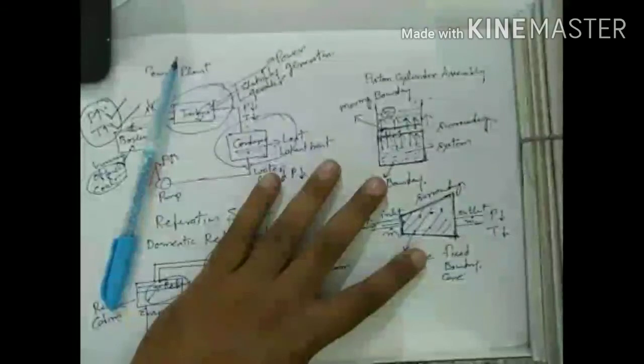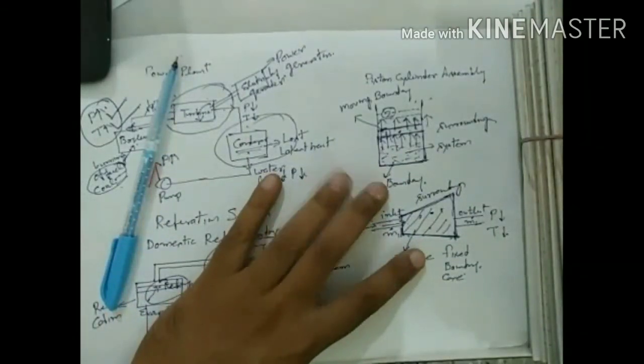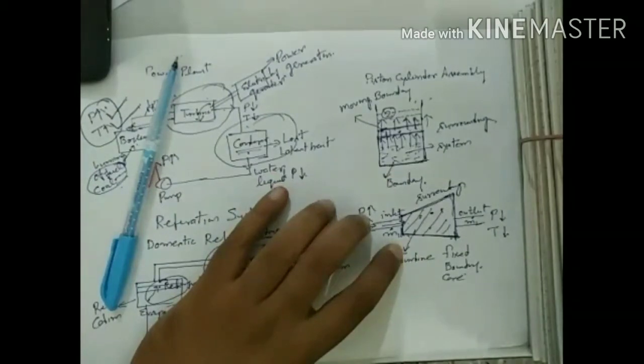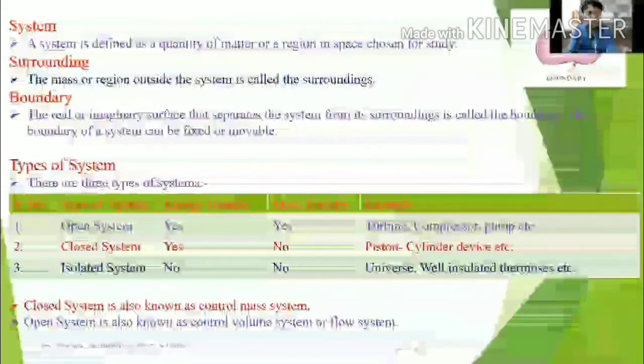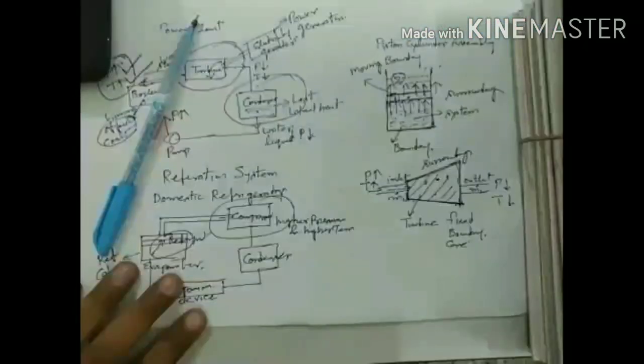Now we move towards types of system. There are three types of system. First one, open system. Second one, closed system. And third one, isolated system. So what is an open system? What is a closed system? What is an isolated system? We can see with an example. I am trying to show the systems with examples.